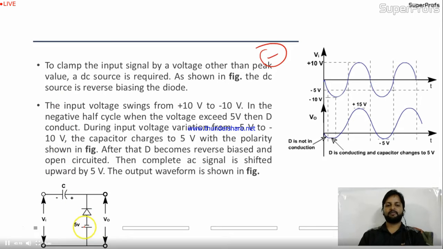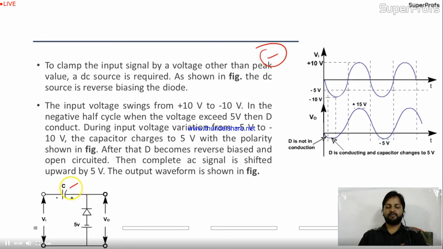We have to add some DC over here. So to clamp the input signal by a voltage other than the peak value, a DC source is required. You can see over here, this is the DC source. As shown in the figure, the DC source is reverse biasing the diode. It will conduct only when this terminal is at a lower potential than minus 5 volt, meaning minus 6, minus 7, minus 8 like this. Then only the diode will be forward biased, else it will be reverse biased throughout.